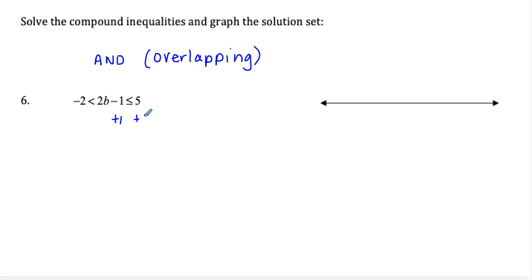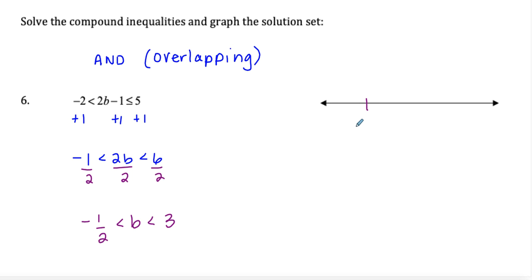We can solve it simultaneously by adding 1 to all 3 parts. That's going to give me -1 is less than 2b, less than 6. And then divide by 2. And we get -1/2 is less than b is less than 3. All right, I want to graph that.